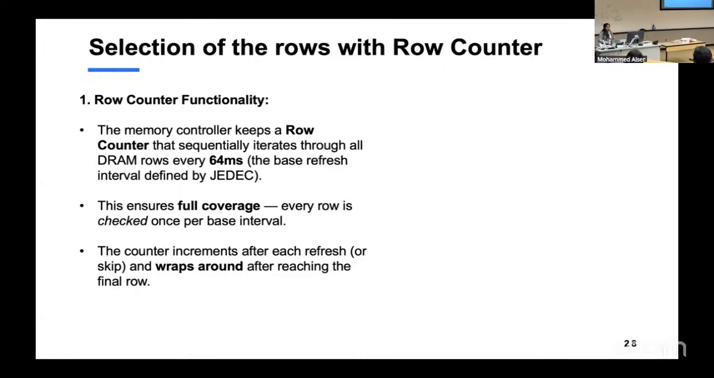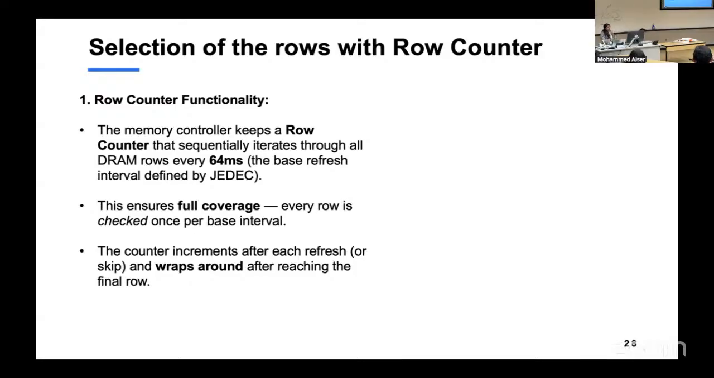So here the row counter sequentially acts like an iterator and checks the DRAM every 64 milliseconds. You may have a doubt: why are they considering only 64 milliseconds? They could also consider 50 milliseconds or maybe 75 milliseconds, right? But this base refresh interval is defined by JEDEC. They have done extensive research and practical hands-on experience, and they have defined 64 milliseconds as the base refresh interval.